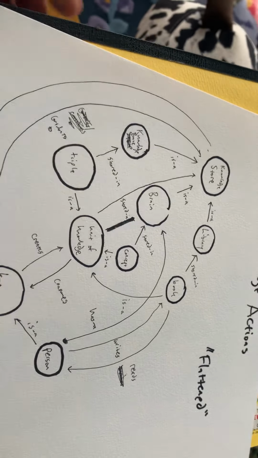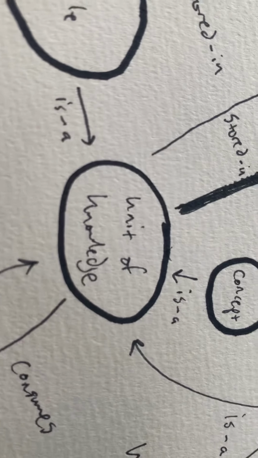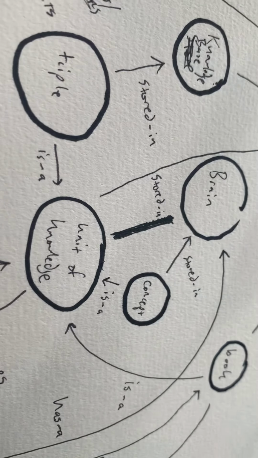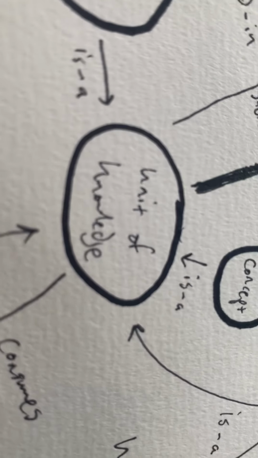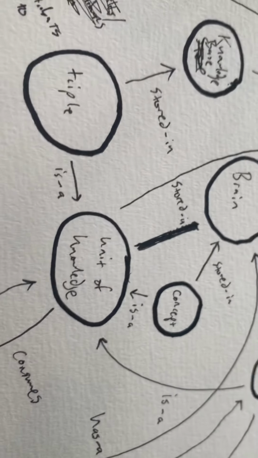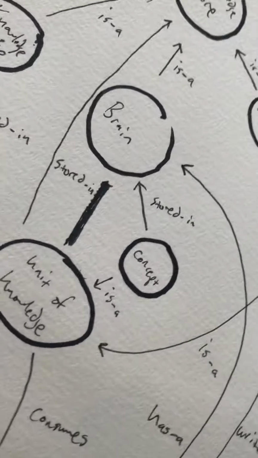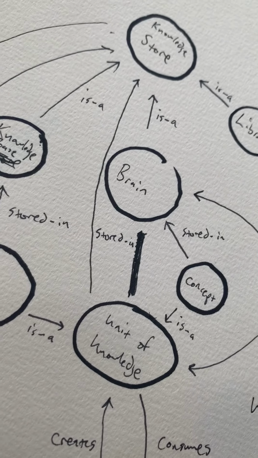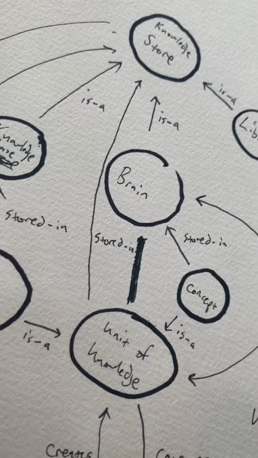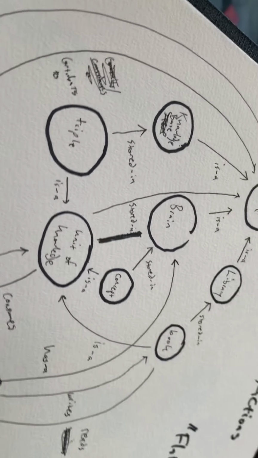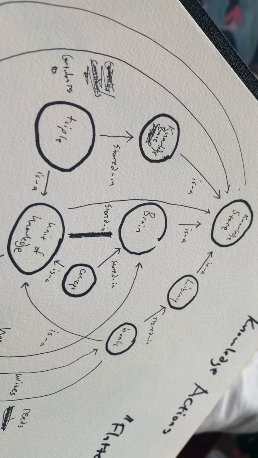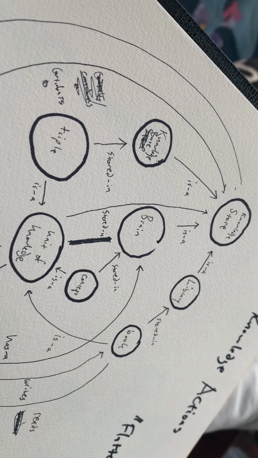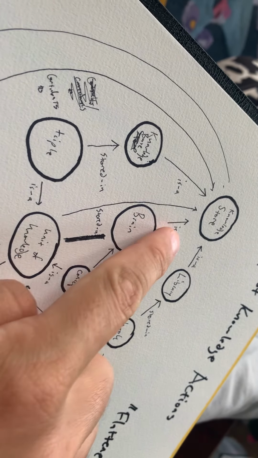And when I think about these three things, the book, concept, and triple, what I think is that this unit of knowledge is actually an example of each of those. And because the unit of knowledge is the abstraction of those, we can think about the pure relationship between the unit of knowledge and the knowledge store. So the unit of knowledge is stored in the knowledge store. So now this part of the graph up here, so far, is basically saying that a unit of knowledge is stored in a knowledge store.